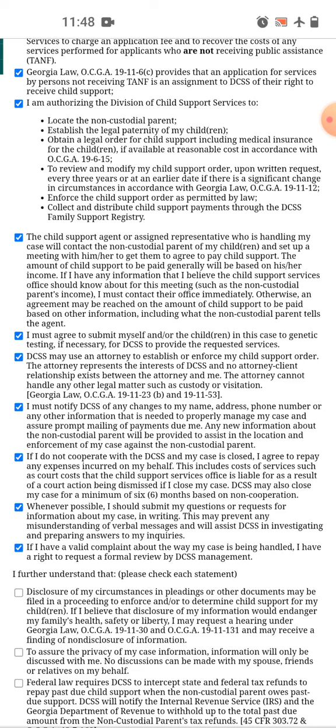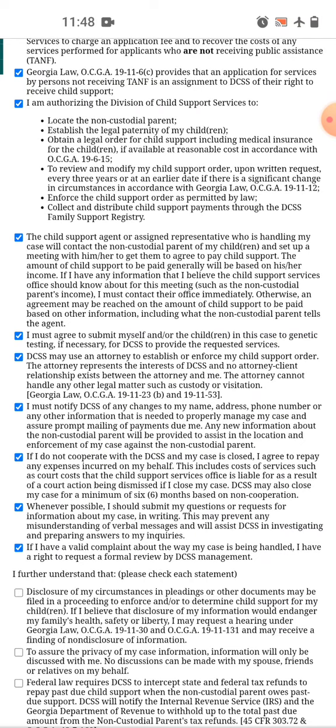The next one says, I must agree to submit myself and/or my children, in this case, to genetic testing if necessary for DCSS to provide the requested services. See, now they're contracting the children into the situation. It only takes one parent, the mother or the father, whoever is applying. It only takes one of them to agree to allow these third party companies to do these things with your children, using the children's DNA. So it only takes one to agree to it.